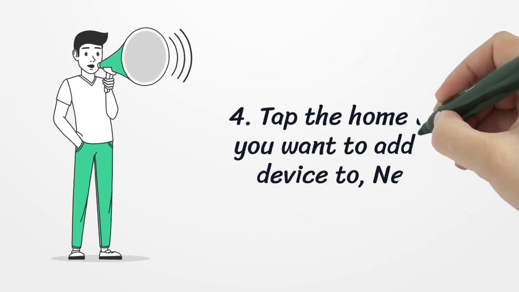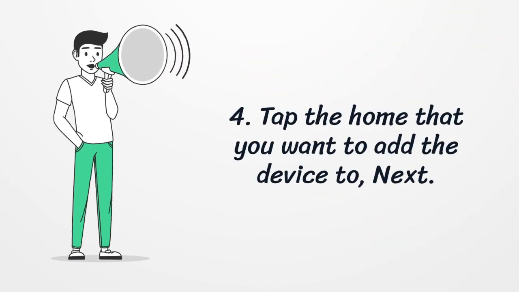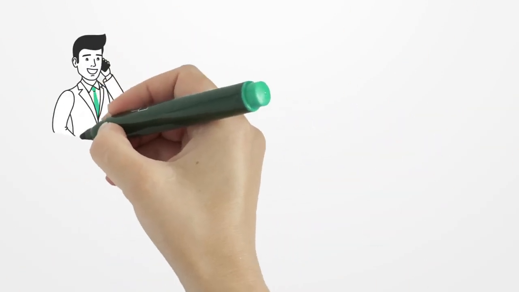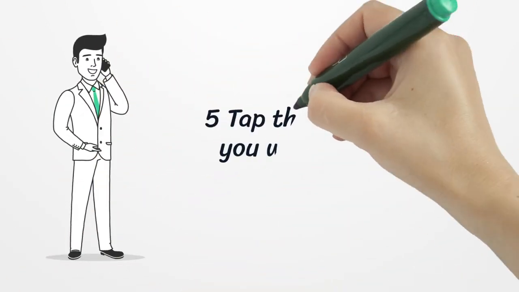4. Tap the home that you want to add the device to. Next. 5. Tap the device that you want to set up. Next.